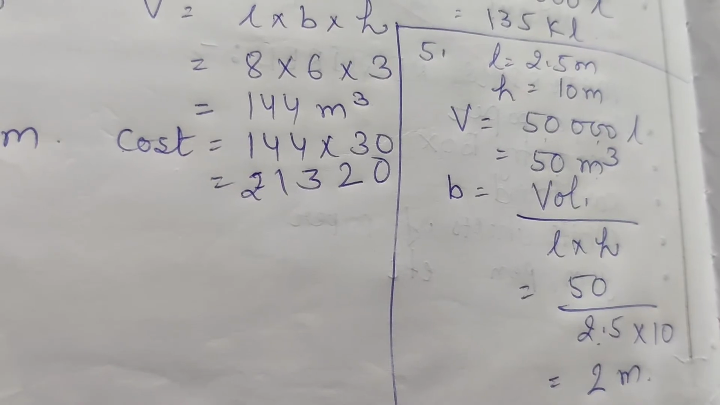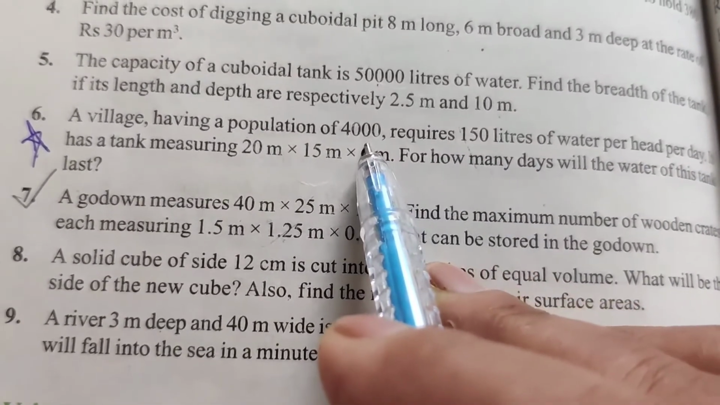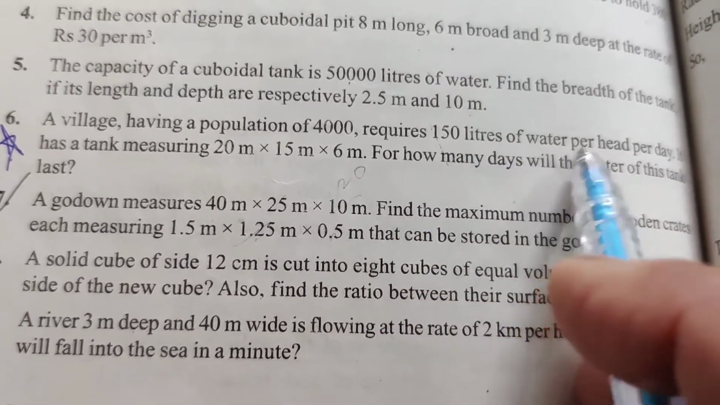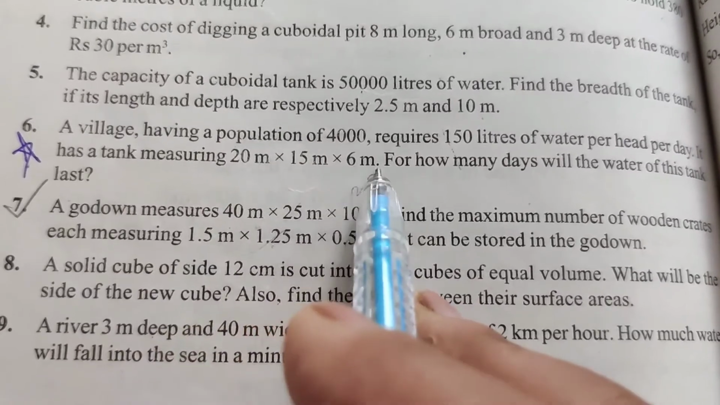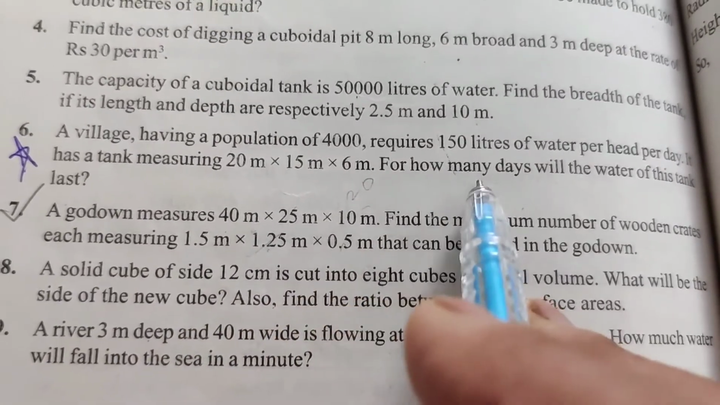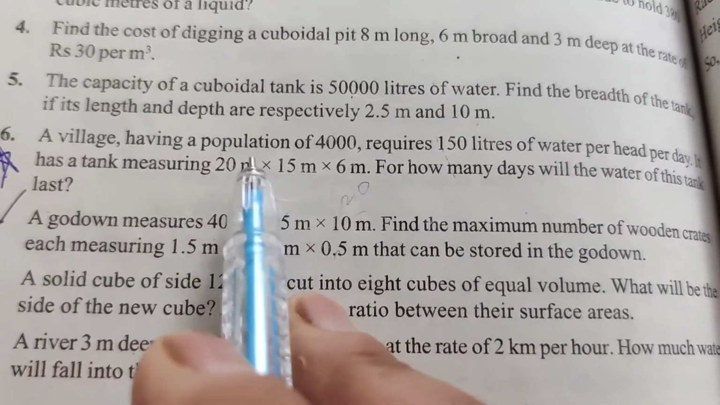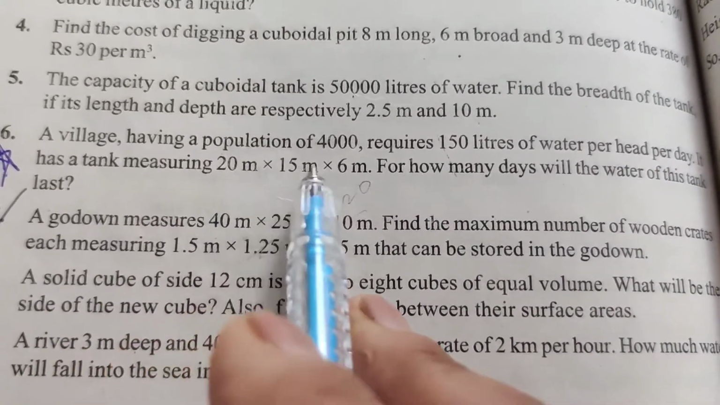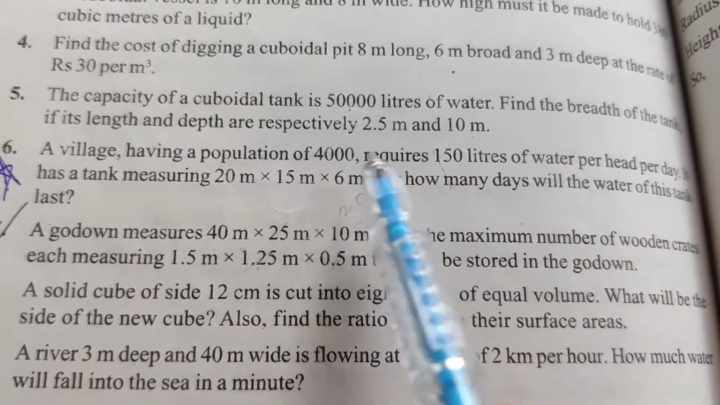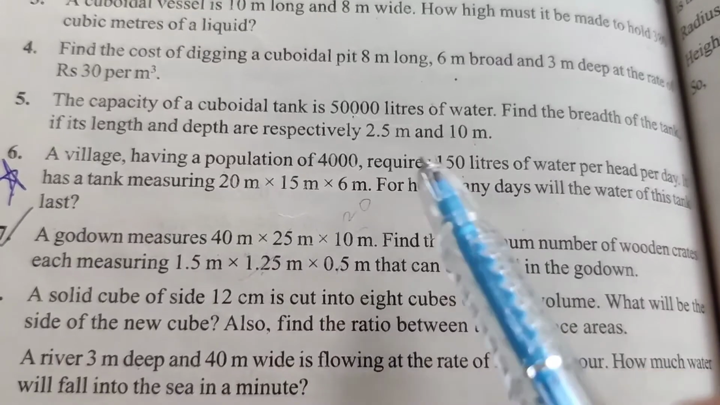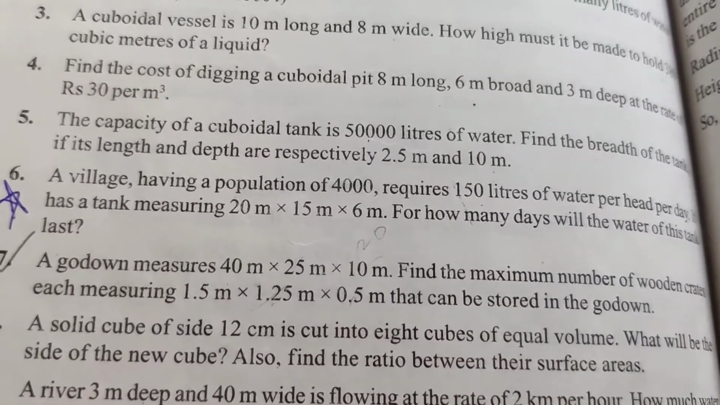Okay. Question number 6. A village having a population 4000 requires 150 liters of water per head per day. It has a tank measuring 20 meter, 15 meter and 6 meter. For how many days will the water of this tank last? The volume of the tank is 20 into 15 into 6. Per head requirement of water is 4000 into 150. Then we can find volume divided by the requirement, and we get the number of days.